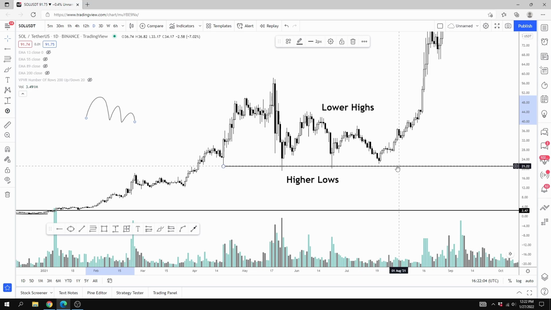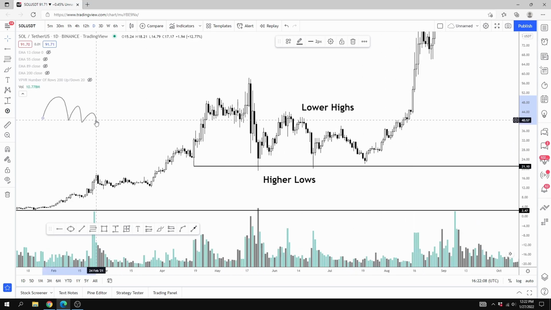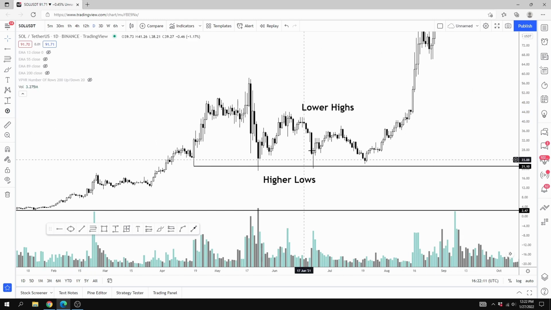And I was really concerned about this one actually, because I thought that this support level around 20 was getting beaten up every time, but in reality, this was just the bottom. So we got to see Solana do really well.